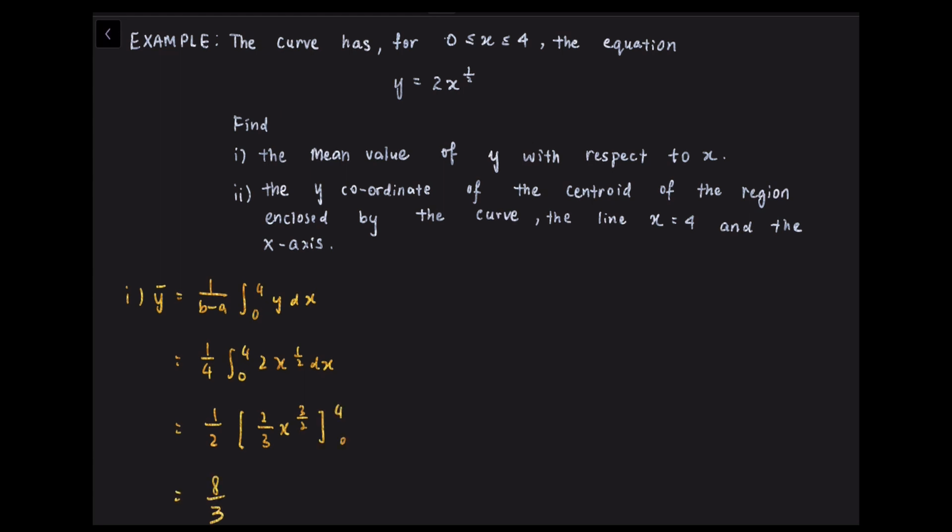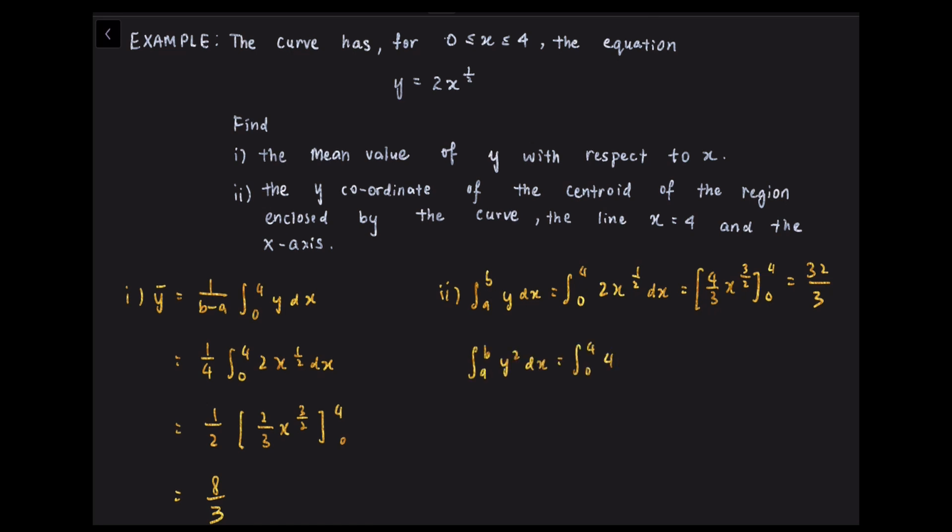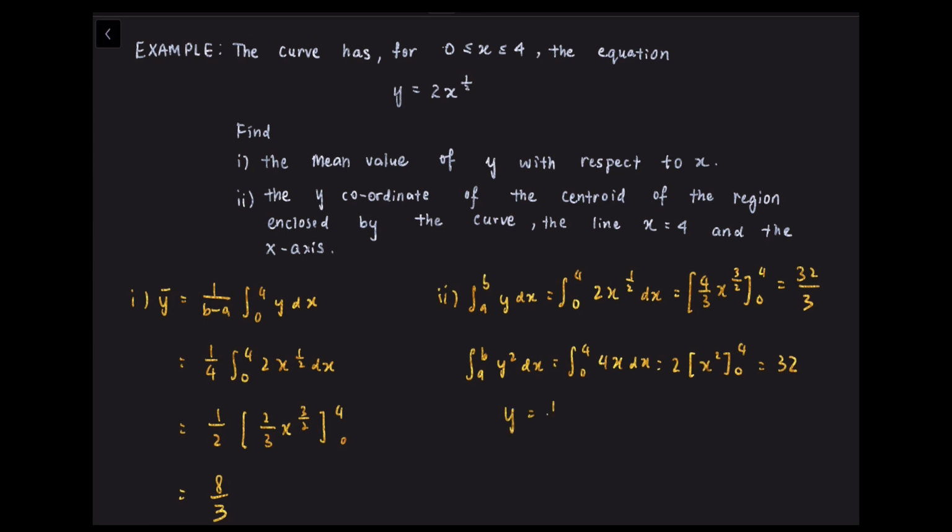And it also asks us about the y-coordinate of the centroid. So we will find the integral of y and the integral of y squared. So the integral of y equals 32 over 3 and the integral of y squared equals 32. So the y-coordinate is then simply 1 over 2 times 32 times 3 over 32, which equals 3 over 2.